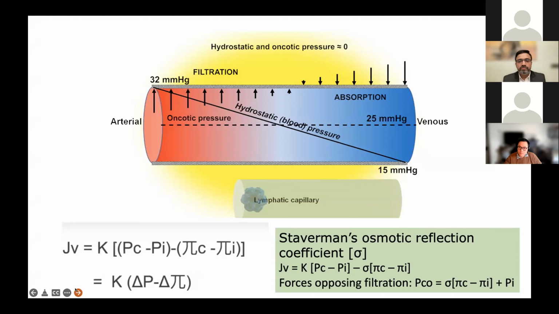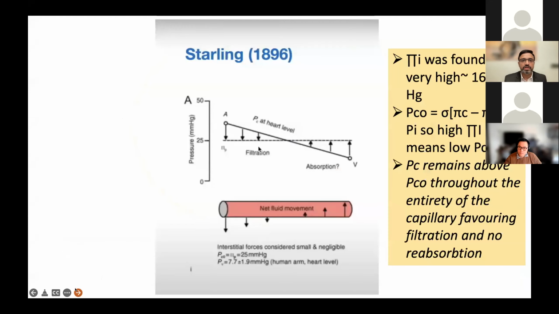So effectively, the forces opposing filtration, or the forces which will stop the net filtration from going out of the capillaries, also denominated as PCO, depend on the differential of the oncotic pressures and the interstitial pressure within the interstitium. So as per Starling, there should be filtration at the arterial end, and at some level, there will be some kind of an equilibrium where the oncotic pressure will predominate and there will be a net reabsorption.